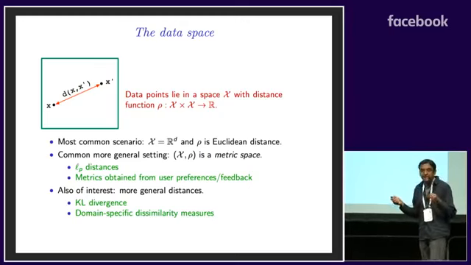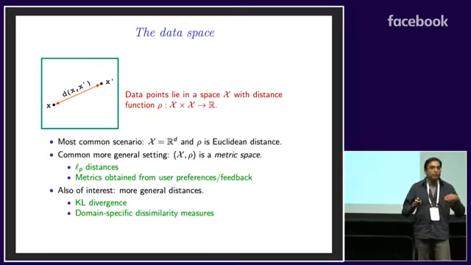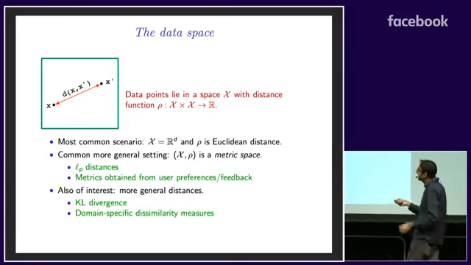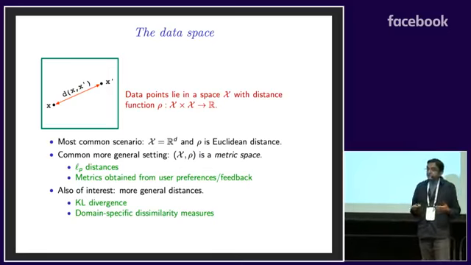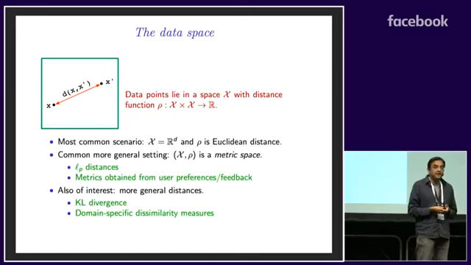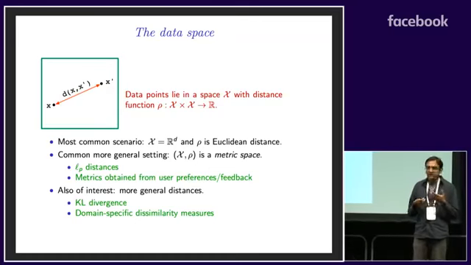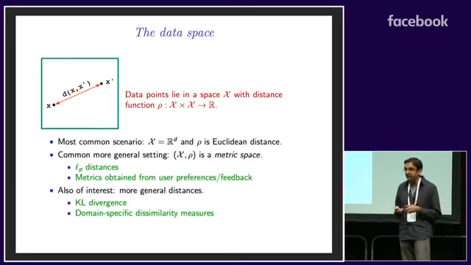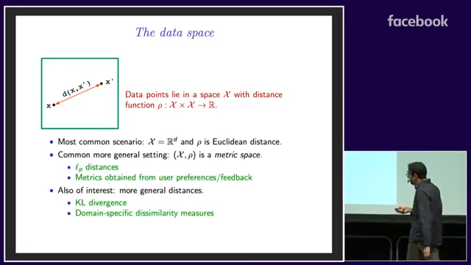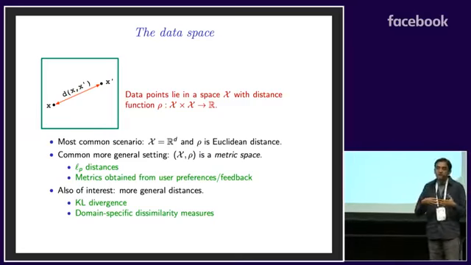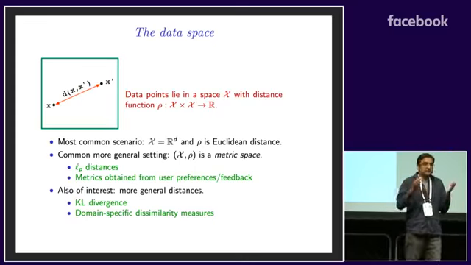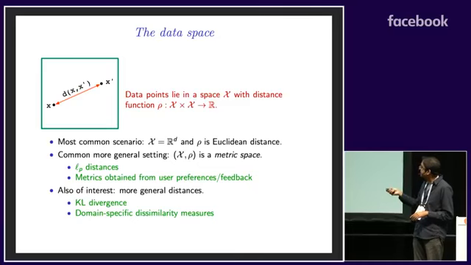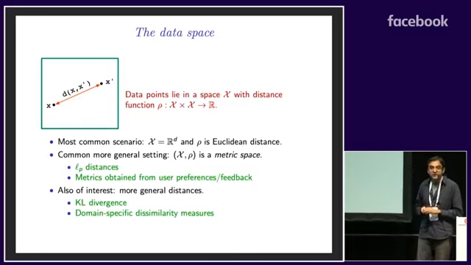There are many things that work in Euclidean space that break when we move to the metric setting. And we'll see some examples of that. And then there are lots of distance functions that we'd like to use that are not metrics at all. A prime example of this is KL divergence, which is not even symmetric. Or in fact, any number of domain-specific distance functions. So we'll be looking at methods that work in these three different regimes.